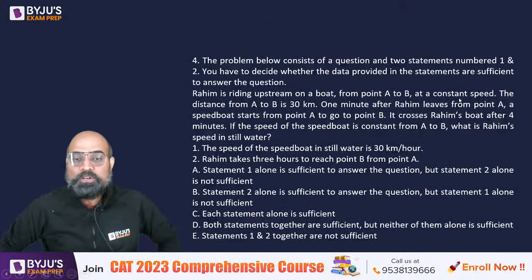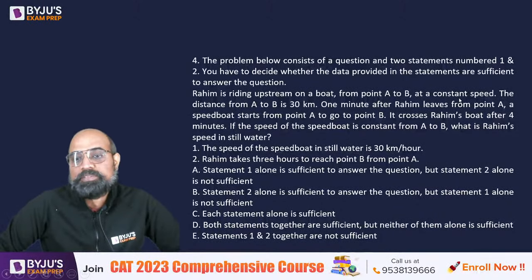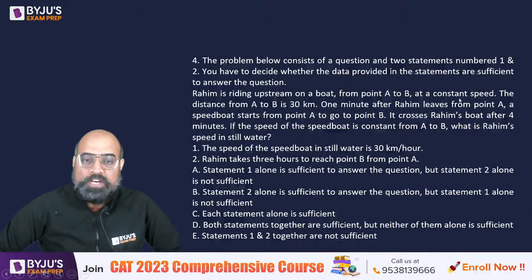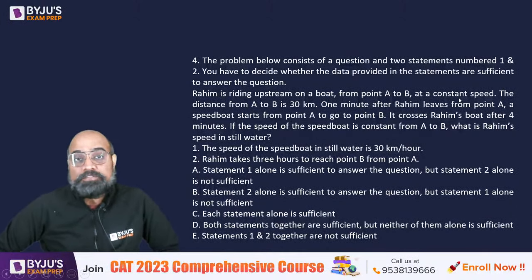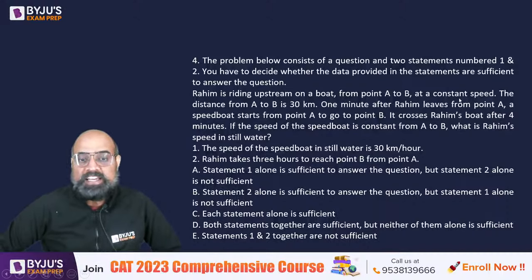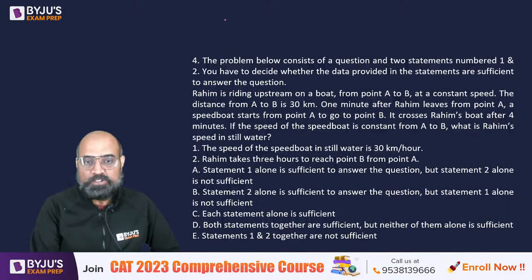Next one is: the problem below consists of a question and 2 statements numbered 1 and 2. You have to decide whether the data provided in the statements are sufficient to answer the question. So this is data sufficiency, right? Rahim is riding upstream on a boat from point A to B at a constant speed. The distance from A to B is 30 kilometers. So this is A and this is B. And this distance is given as 30 kilometers.